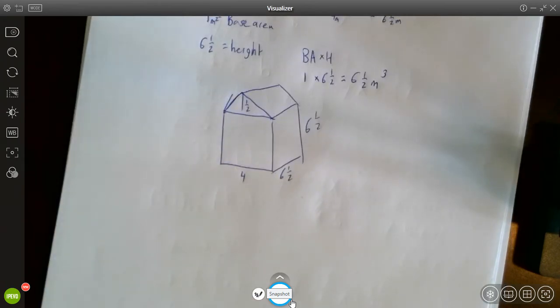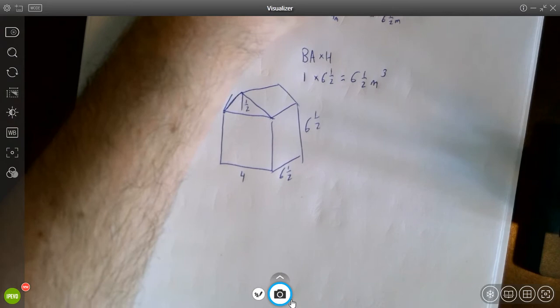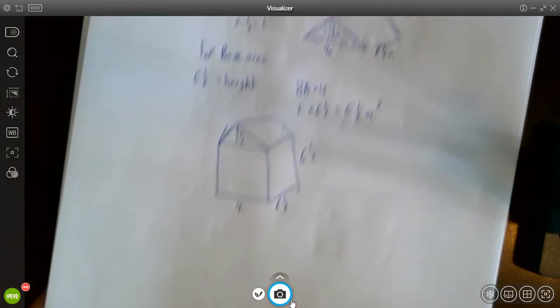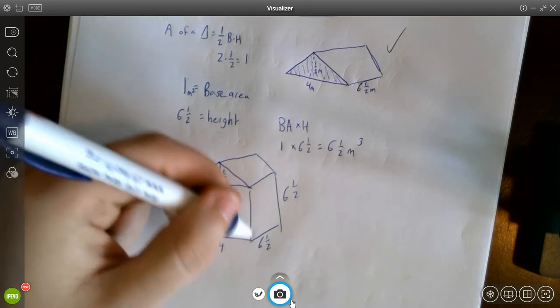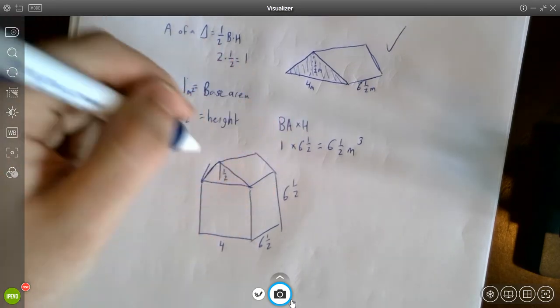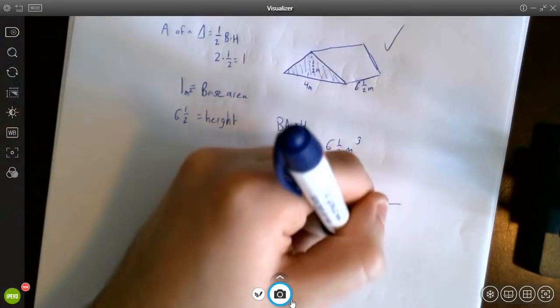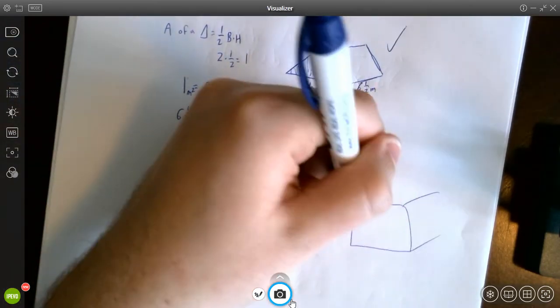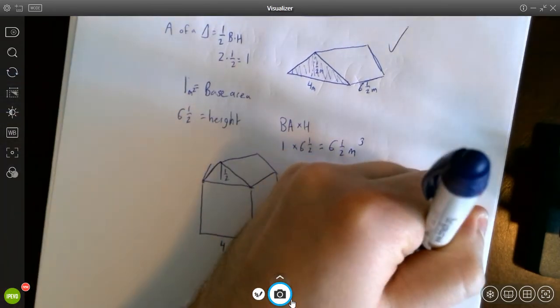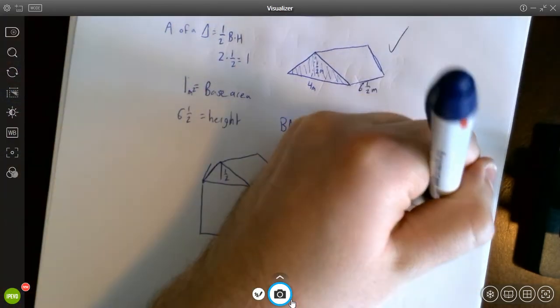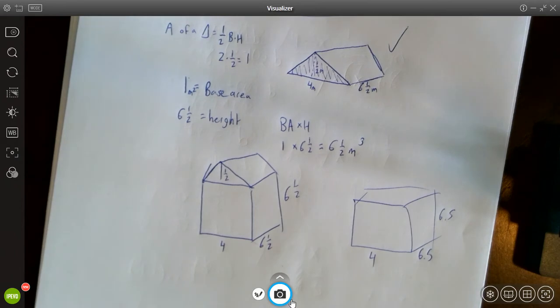Now, some of you guys might say, well, we already found the volume of that one right there. The top triangle, that was 6.5. So we can find the volume of this shape right here. If we chop that piece off, we then have a rectangular prism, which is 4 by 6.5 by 6.5. So we can absolutely find the volume that way.